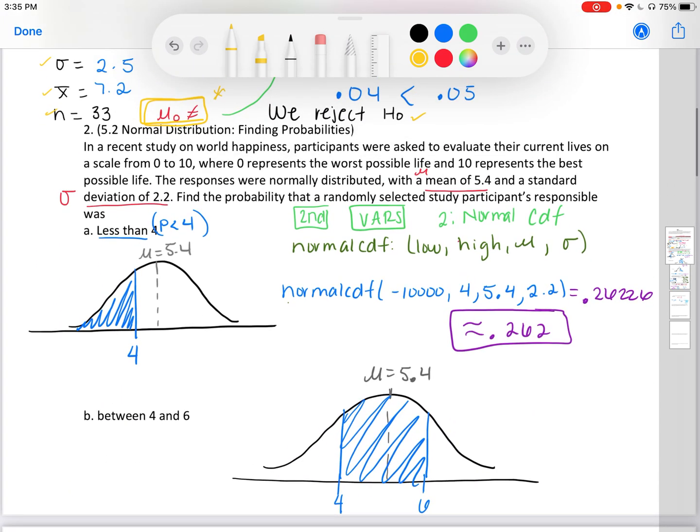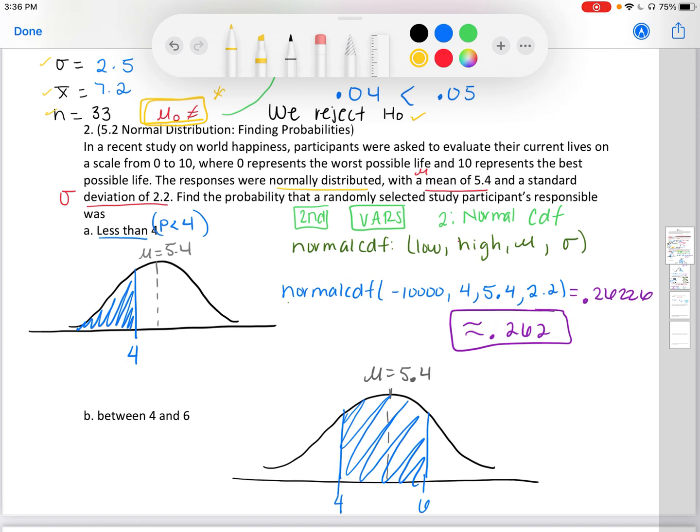Our next question, question 2, will be something from 5.2, normal distribution. In a recent study on world happiness, participants were asked to evaluate their current lives on a scale from 0 to 10, where 0 represents the worst possible life and 10 represents the best possible life. The responses were normally distributed, that's important, with a mean of 5.4 and a standard deviation of 2.2. Find the probability that a randomly selected study participant's response was less than 4. So P of X is less than 4.